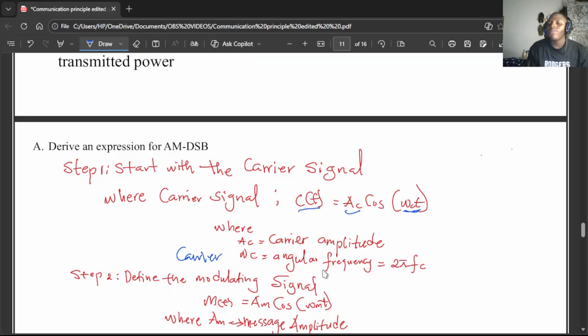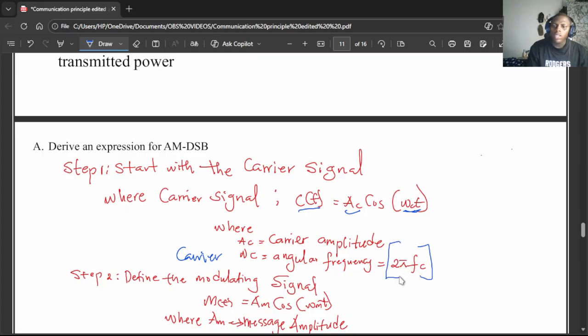And your carrier angular frequency is given by what? 2 pi fc. Now drop what fc is in the comment section. I've told you that. So what you should have in mind is, take note of all this equation.